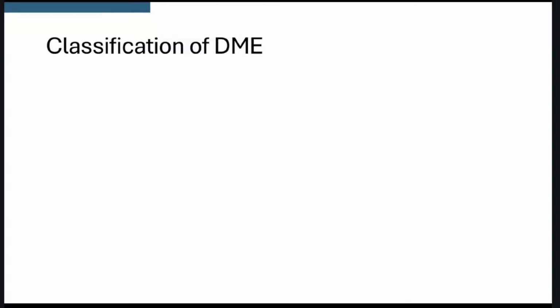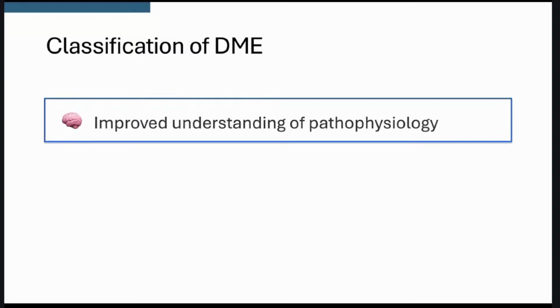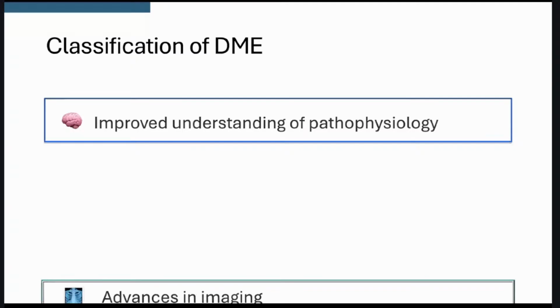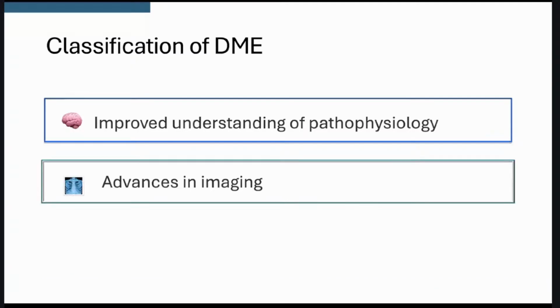And so the classification of diabetic macular edema has changed over the years, and that has largely been due to the changes that we've seen over time. So there's an improved understanding of the pathophysiology. We now better understand the role of VEGF and the role of inflammation in diabetic macular edema. There have also been great advances in imaging.